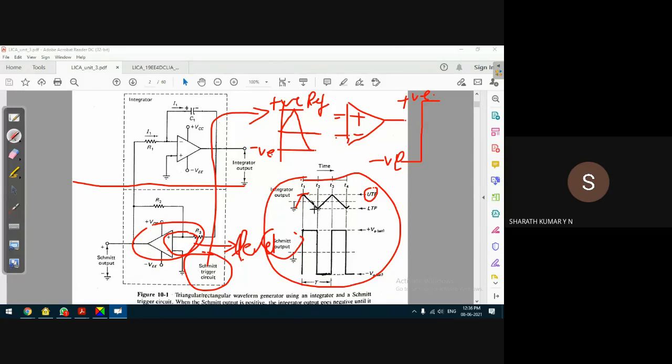Similarly, when the triangular waveform goes from the positive cycle to the negative cycle, and reaches a level known as the negative reference value, the output of the Schmidt trigger circuit goes from positive saturation to negative saturation. This is what is called a Schmidt trigger circuit.